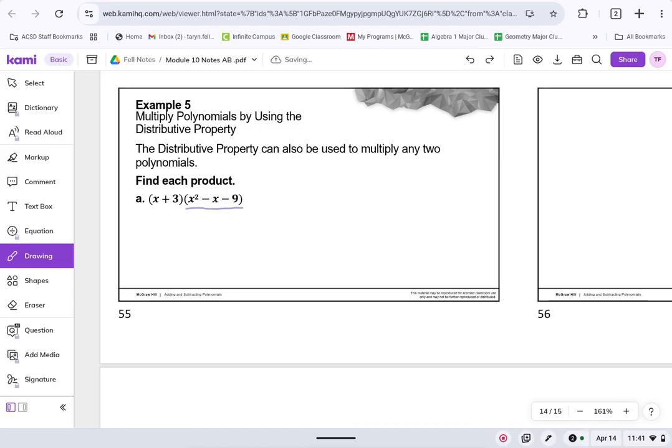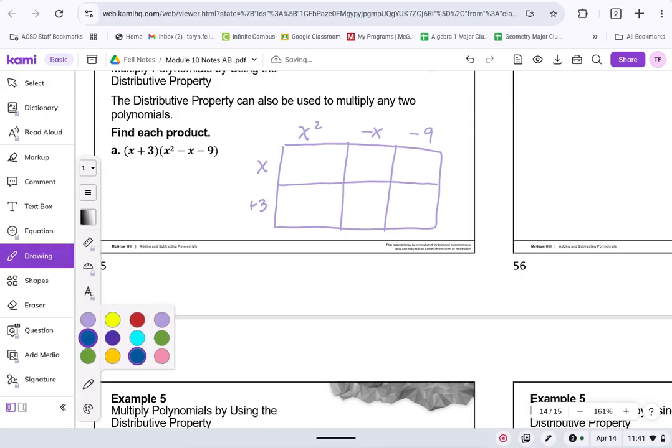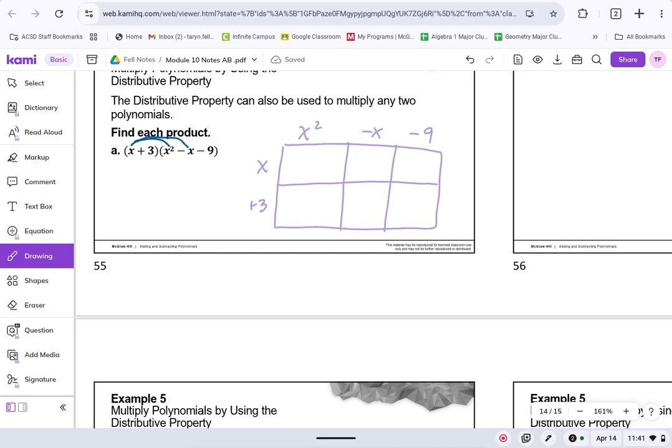And that is that we have a 3-term polynomial. But the nice part is we can still use the box method. I have 2 terms on the side, right? My x and my plus 3. But I have 3 terms on the top: x squared, negative x, negative 9. And I can still multiply this together. Notice how the x is going to be multiplied by each of the 3 things, and the 3 is going to be multiplied by each of the 3 things. And if I look at my boxes, notice how I have the 3 things that are going to be multiplied by x and 3.